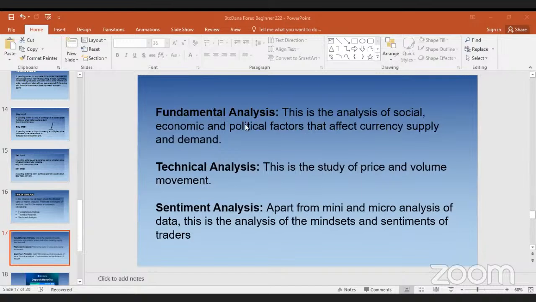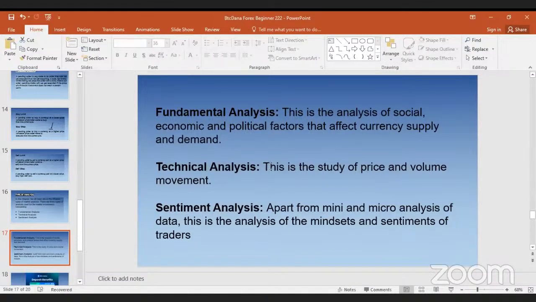Okay, so if the economy is good, it is positive for the forex market. If their economy has maybe an issue, one or two, it has a negative effect on the financial market. Okay, so that is what we mean by fundamental analysis. So we have the technical analysis.